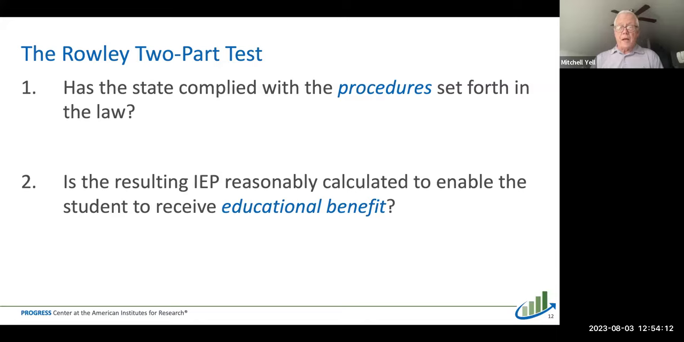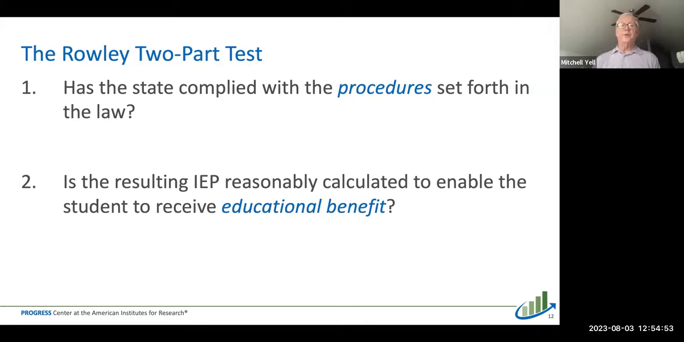And in fact, the Supreme Court found that the school that Amy attended, Furnace Woods Elementary School, had done a very good job on the procedures. Therefore, they passed the first part of the Rowley two-part test. But then the Supreme Court had put in another part, and the second part had to do with the amount of educational benefit that Amy received from her program. So the question the Supreme Court put in the test is the following: is the IEP reasonably calculated to enable the student to receive educational benefit?